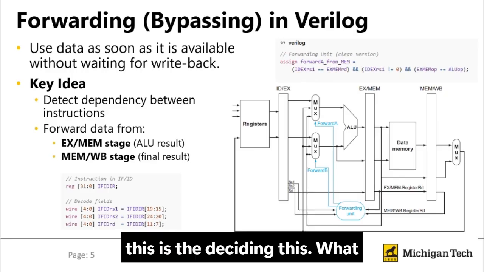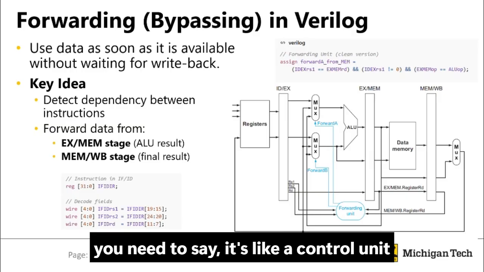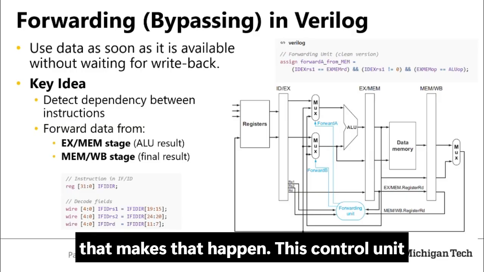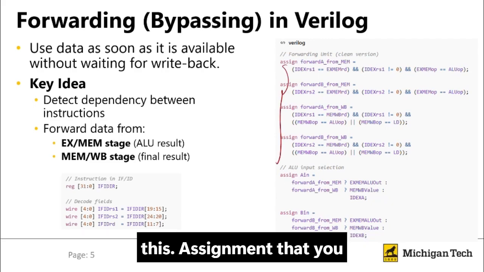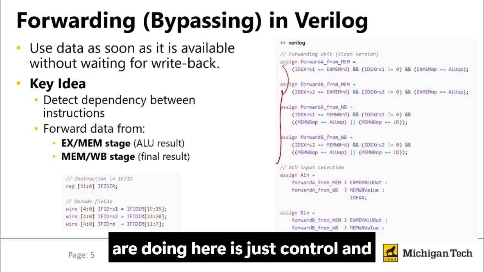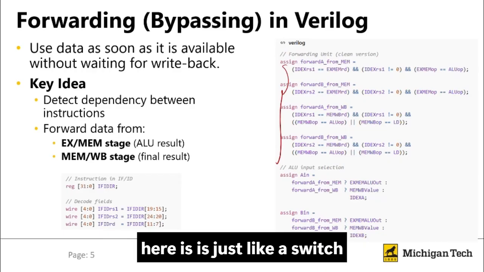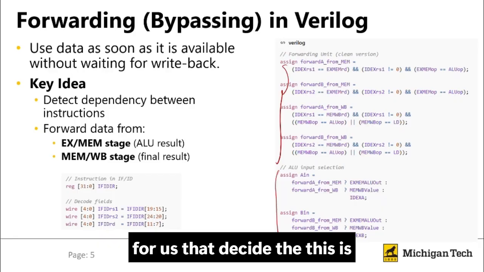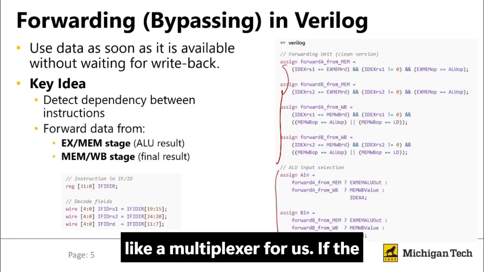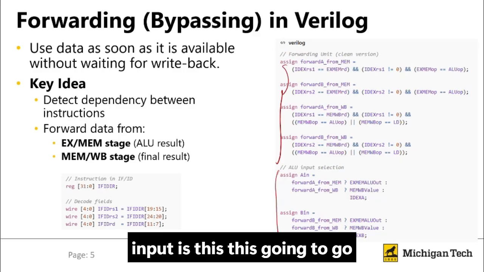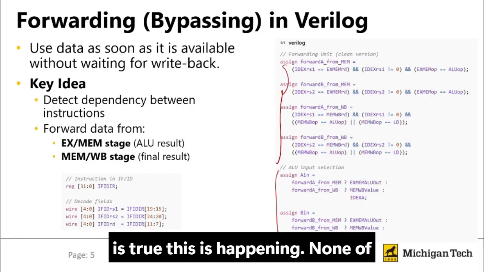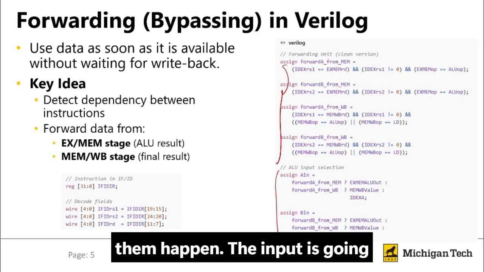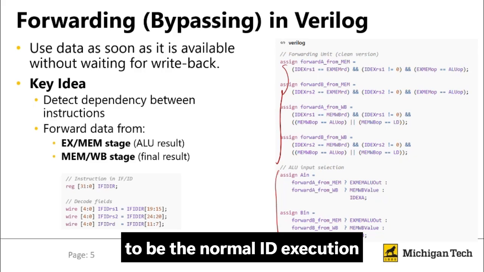So this forward unit decides, like a control unit that makes that happen. You don't need to design the control. The assignment that you are doing here is just control. And here is just like a switch for us that decides the input. This is like a multiplexer for us. If this is true, this input is going to go through. If none of them happen, the input is going to be the normal ID execution A.